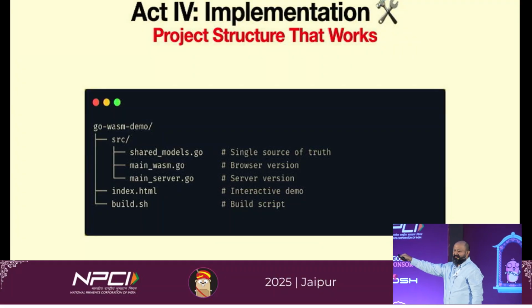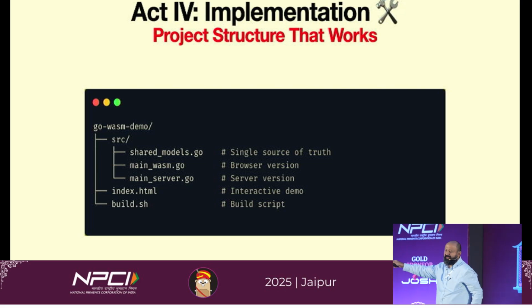So under the source directory, there are some important files to look at. One, we have a shared models Go file. This has all our model types and accompanying validation logic. Like I said, the actual code is a lot more comprehensive than the one we looked at initially in the presentation. You can check it out later.